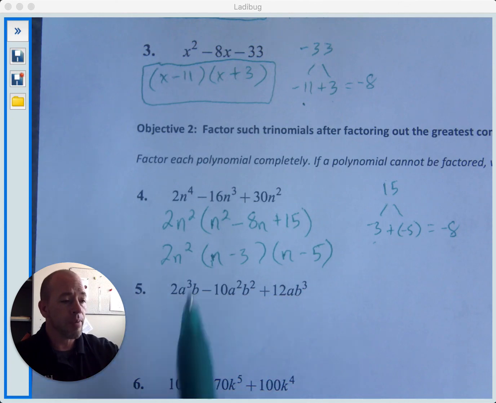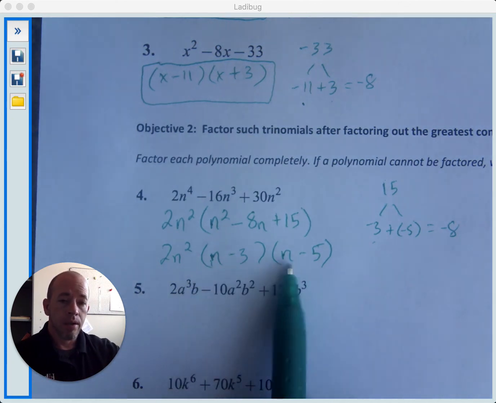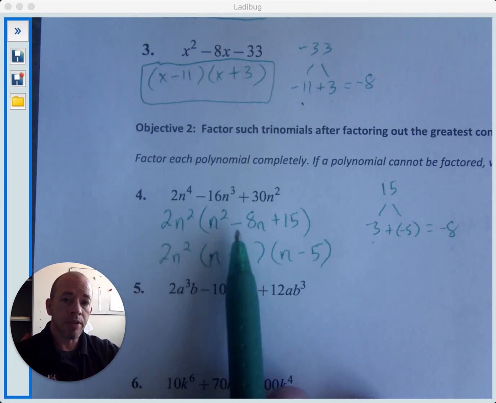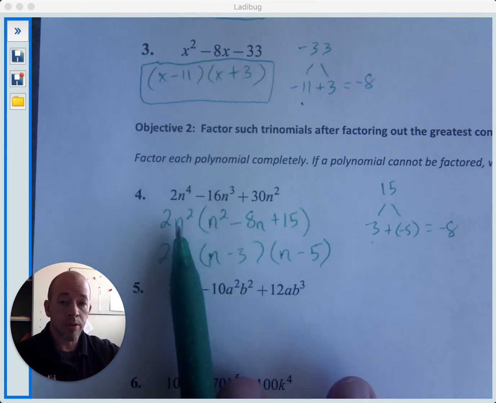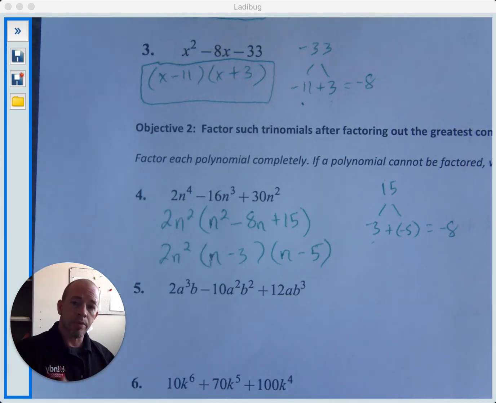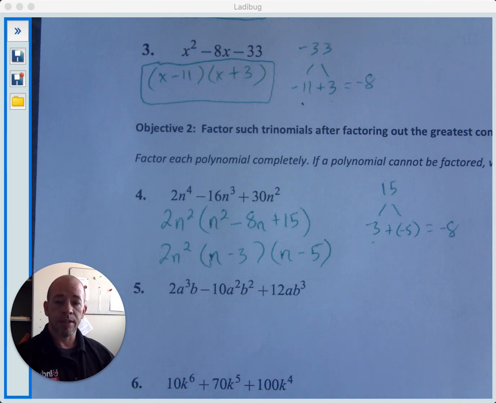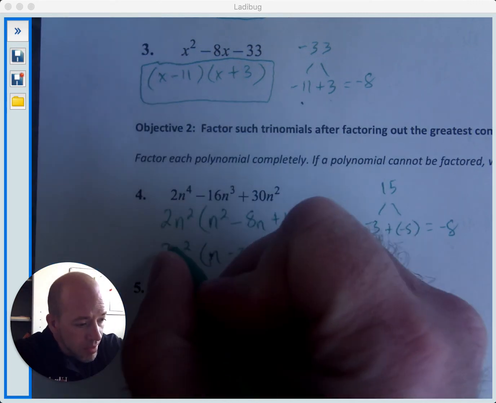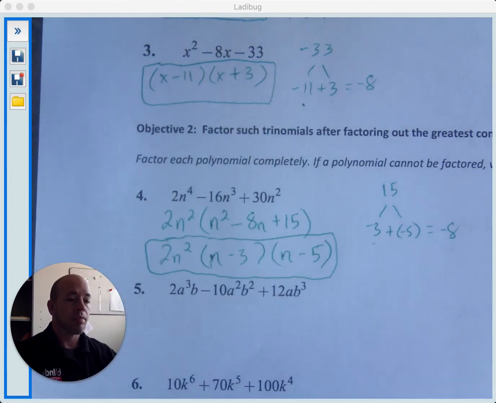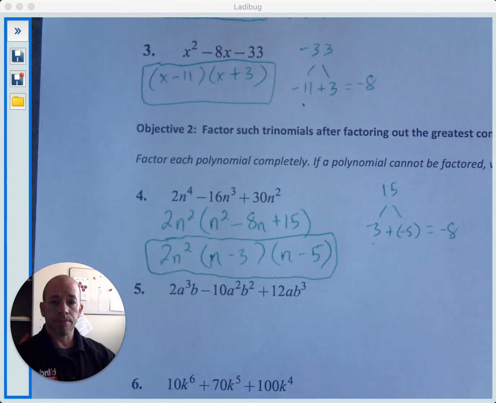Now again, you can check this. You could use the FOIL method to multiply the two binomials. That should get you back to this trinomial. Once you get your trinomial, you can multiply by the 2n squared to get back to where you started. You can always work in reverse using multiplication to make sure you did everything correctly. But anyway, this is our answer. It's now completely factored. Good news, right? That would be your answer.